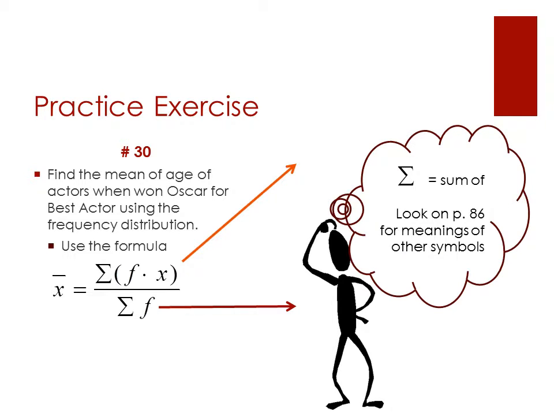So what we know from our statistical notation is the symbol here means sum of. So that's literally sum. That's what happens when you see this particular symbol. It looks kind of like a strangely shaped E. Now, if you look on page 86, you can get the meanings for the other symbols. So take a moment and take a look at those meanings, and then let's get back together again and work through the next step.